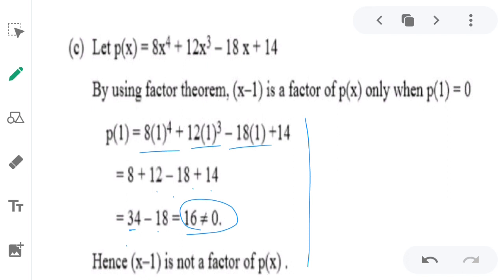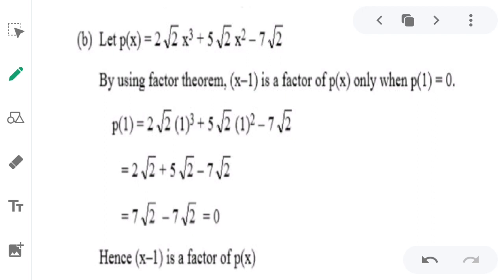x minus 1 is a factor only if you replace 1 in the place of x and you get the result as 0, then only it is considered to be a factor of the polynomial. But the result we obtained after replacing x with 1 is 16, so it is not equal to 0. Hence we say that x minus 1 is not a factor of p of x. Now let us see one more example.